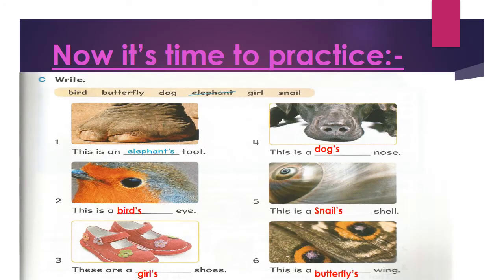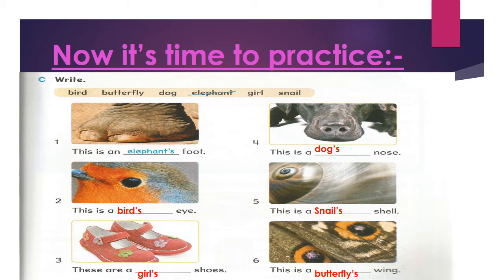Now it's time to practice from our grammar book. Exercise with letter C, write. We have here some words: bird, butterfly, dog, elephant, girl, snail. Number 1, this is an elephant's foot. So we put apostrophe s to show that the foot belongs to the elephant.